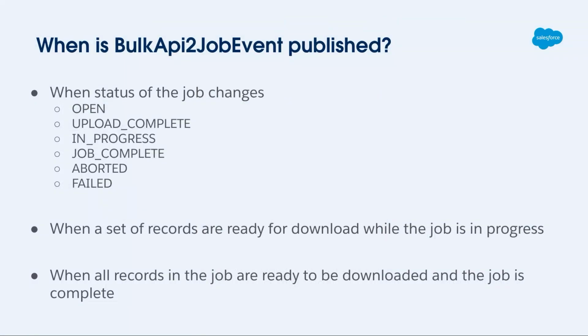So let's get into the details of what exactly this new platform event is, which Bulk V2 query would be publishing. First, let's start with learning what the name of this platform event is. The name of the new platform event, which Bulk V2 query would be publishing, is Bulk API 2 Job Event. Now that we know the name, let's learn when exactly this platform event is published. It's published in 3 scenarios. First, when the status of the job changes and takes any of these valid job state values. Second, when a set of records are ready for download while the job is still in progress. And third, when all records in the job are ready to be downloaded and the job is complete.